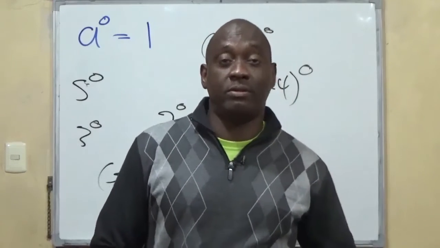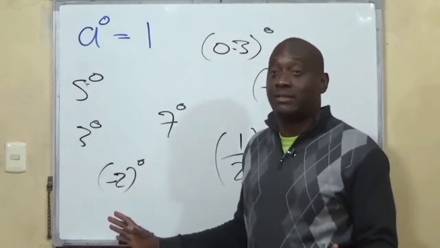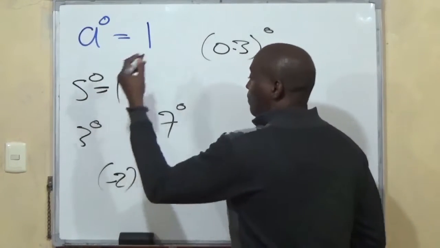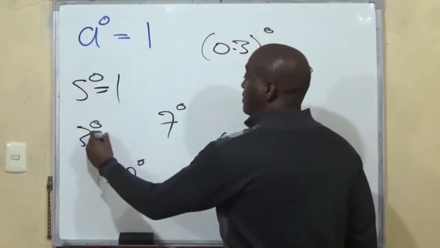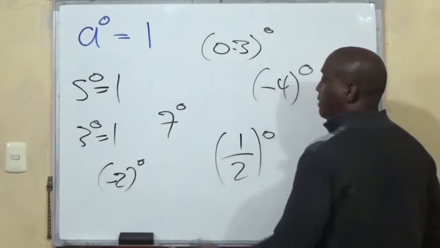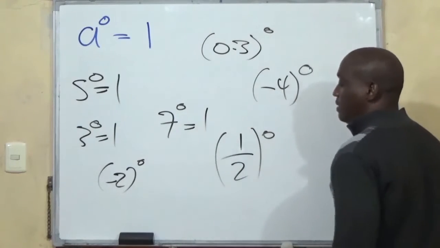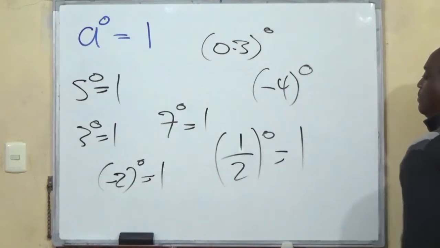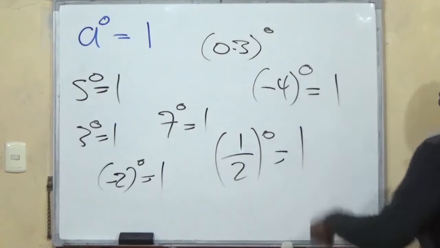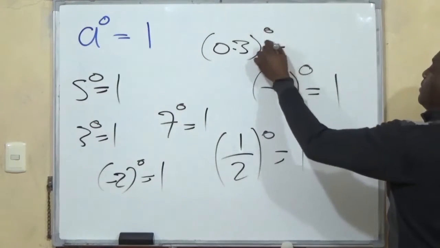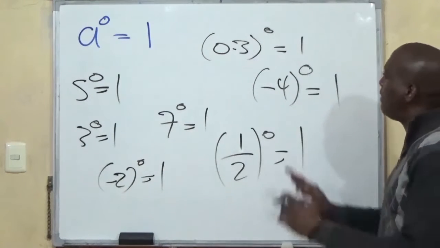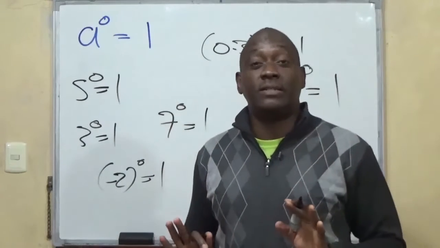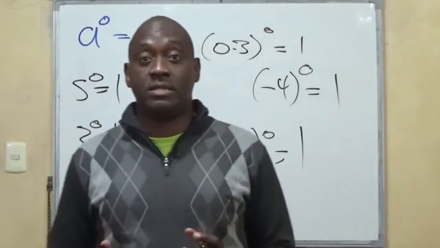Anything to the power 0, it doesn't matter what anything is. 5 to the power 0 is 1. 3 to the power 0 is the same 1. 7 to the power 0 is 1. Minus 2 to the power 0, 1. Half to the power 0 is 1. Minus 4 to the power 0 is 1. 0.3 to the power of 0 is 1. End of discussion. That is what it is.